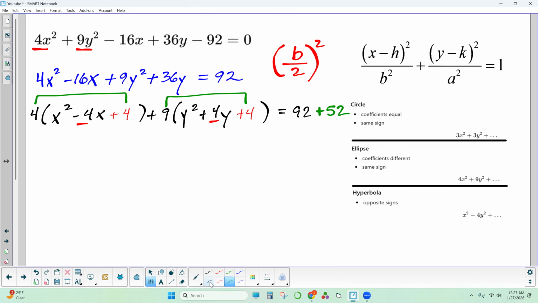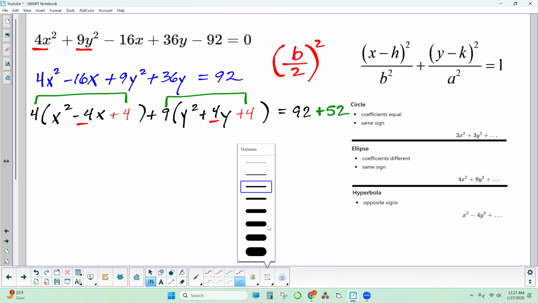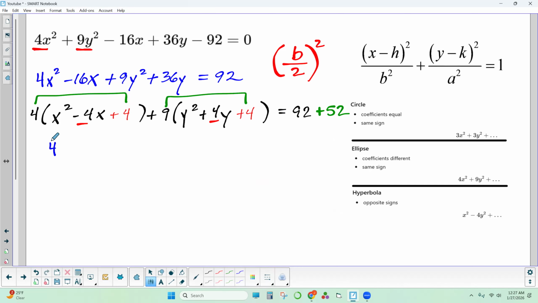All right, now let's see what we got here. Carry down 4. I'm going to factor my perfect square trinomial here that I just made. Carry down the 9, factor this perfect square, and add my constants on the other side. 92 and 52 is 144. As you can see, this is starting to look like the standard form of our ellipse here.